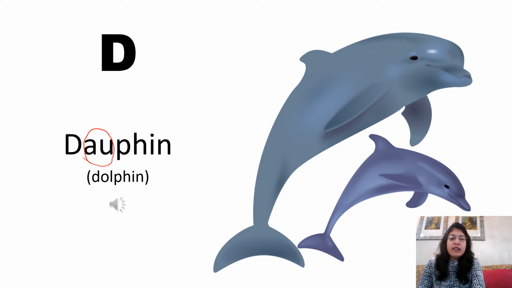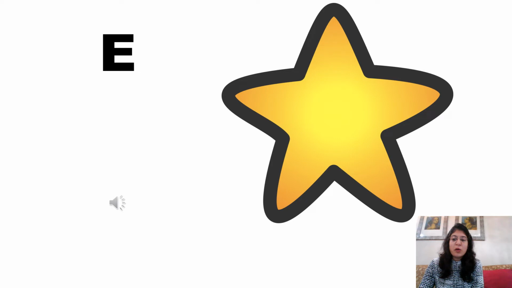And the IN sound is pronounced as A in French. It is the nasal sound in dauphin. So it becomes dauphin. Now listen to the pronunciation of the native French speaker. Dauphin. Again, dauphin. E is called A in French. A stands for étoile.